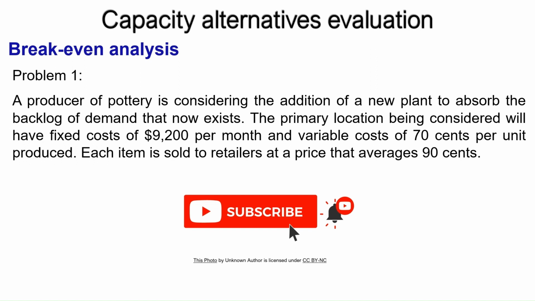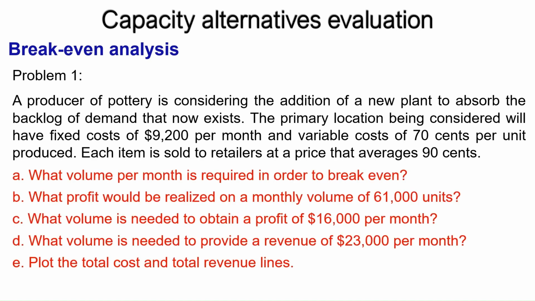Solve the following questions. A. What volume per month is required in order to break even? B. What profit would be realized on a monthly volume of 61,000 units? C. What volume is needed to obtain a profit of $16,000 per month? D. What volume is needed to provide a revenue of $23,000 per month? E. Plot the total cost and total revenue lines.